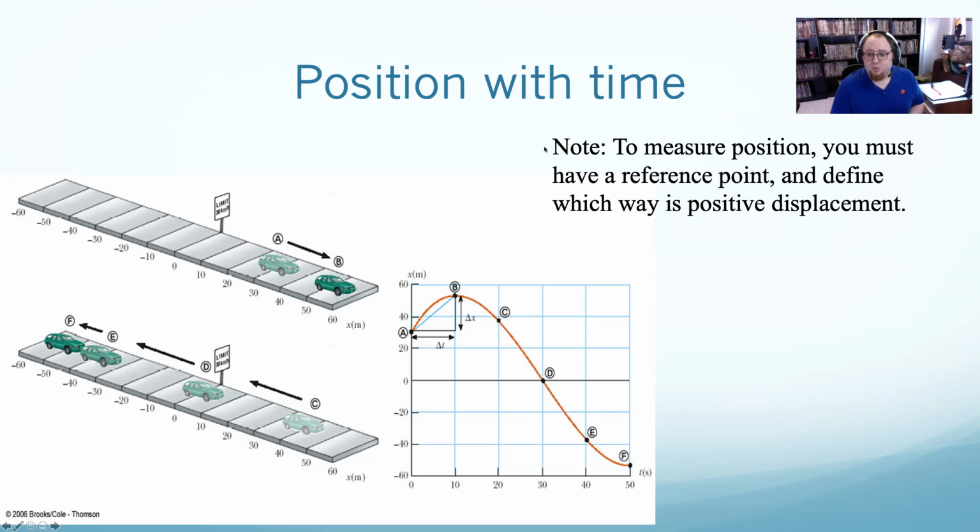Note, to measure the position, once again, I have to define a reference point. And I have to decide which way is positive. I said at the beginning. But if I look at this, I would say it started with a positive value, went up to a bigger positive value, went from 30 to almost 60, and then went back down past the 0 in the opposite direction. It went from positive to negative.